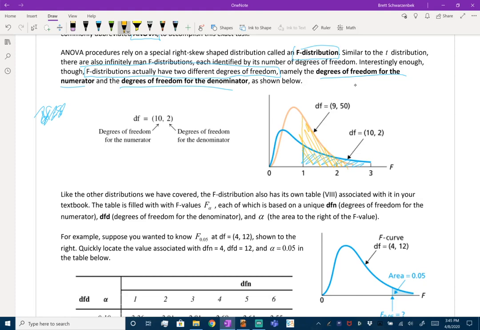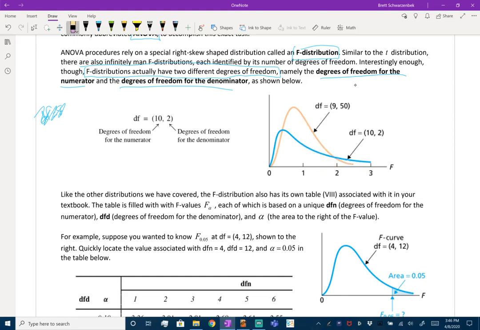So each one of those areas is going to help us determine hypothesis testing, essentially p-values. So it makes sense, right? That would be the case. But those areas are going to be different based on the curves, which is why the curves are so important.